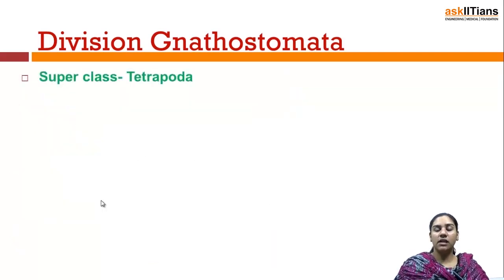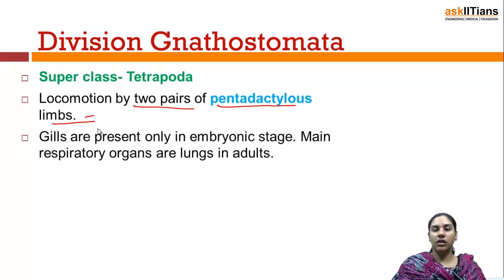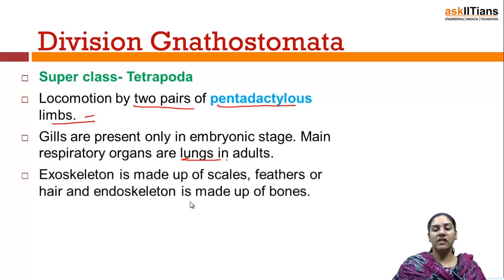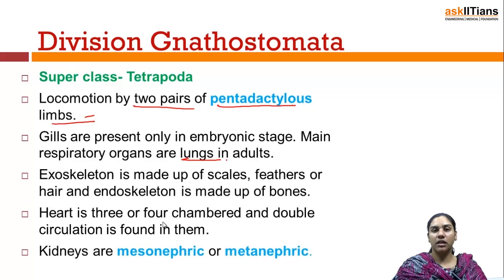The superclass Tetrapoda includes the animals having 2 pairs of pentadactylous limbs. Gills are present but only in the embryonic stage. The main respiratory organs are the lungs in the adults. The exoskeleton is made up of scales, feathers or hair, and endoskeleton is made up of bones. The heart is 3 to 4 chambered and there is double circulation found in these animals. The kidneys are mesonephric or metanephric.